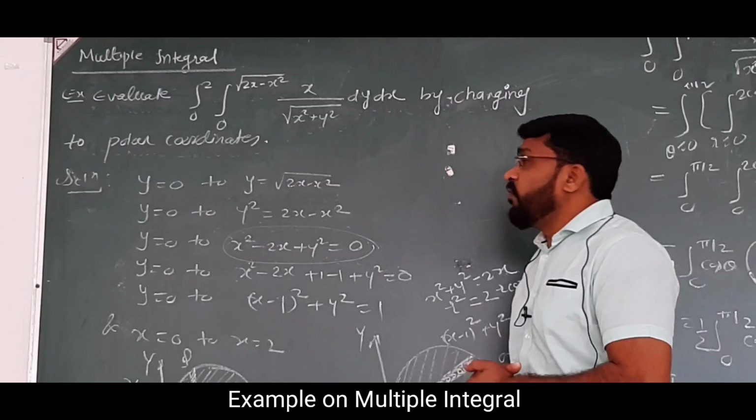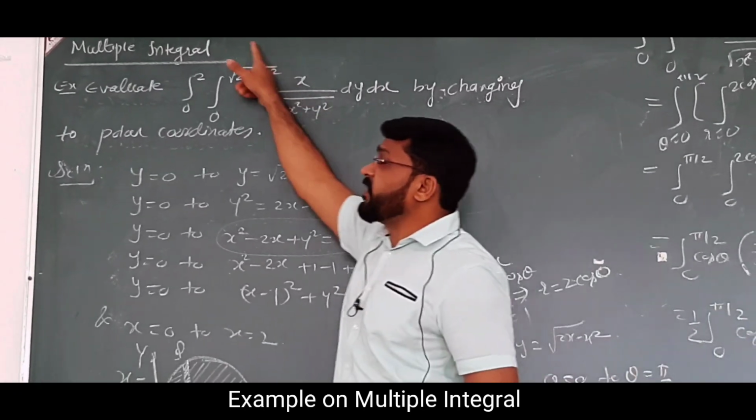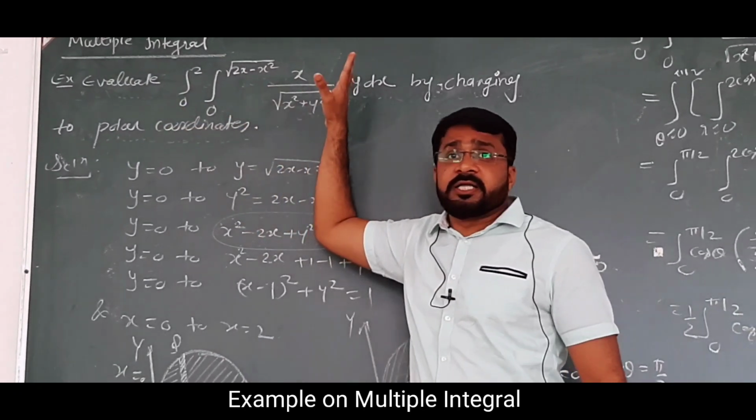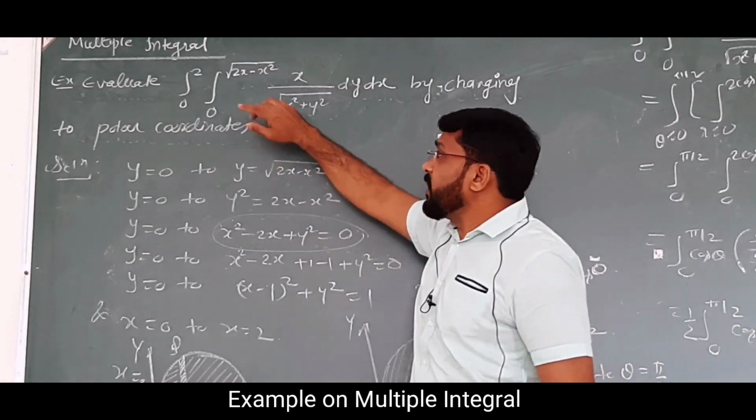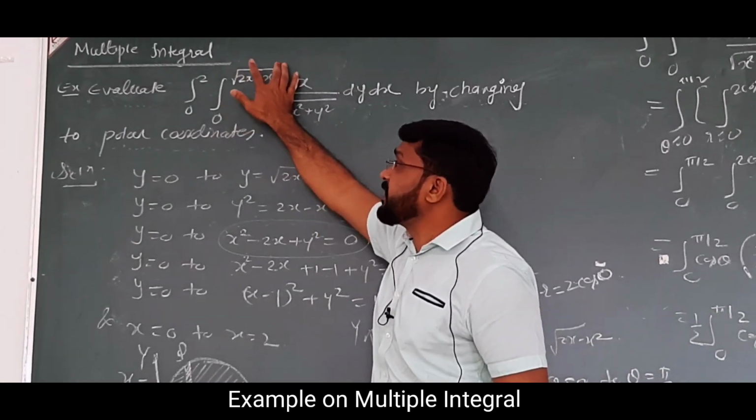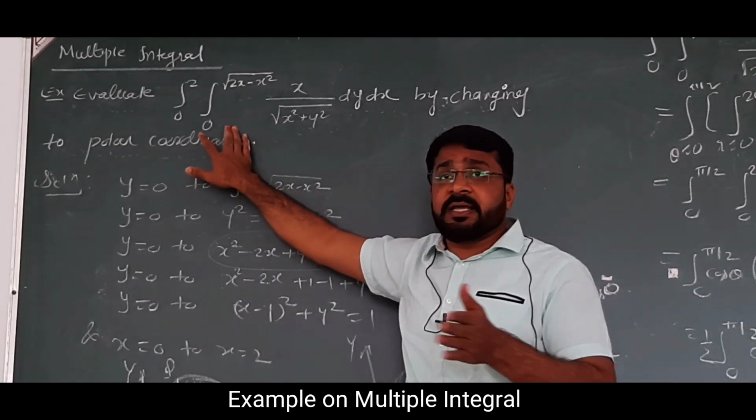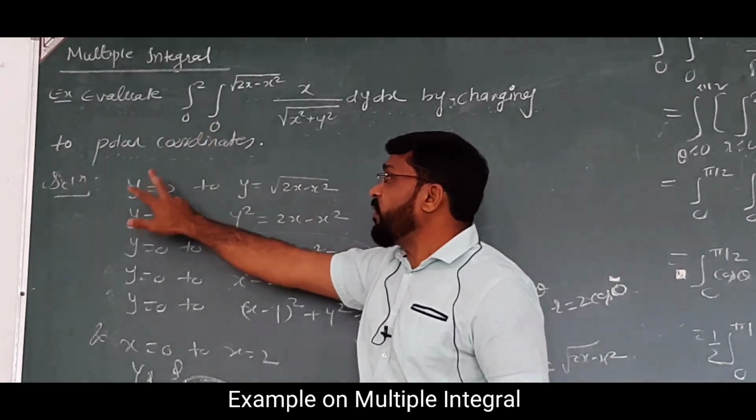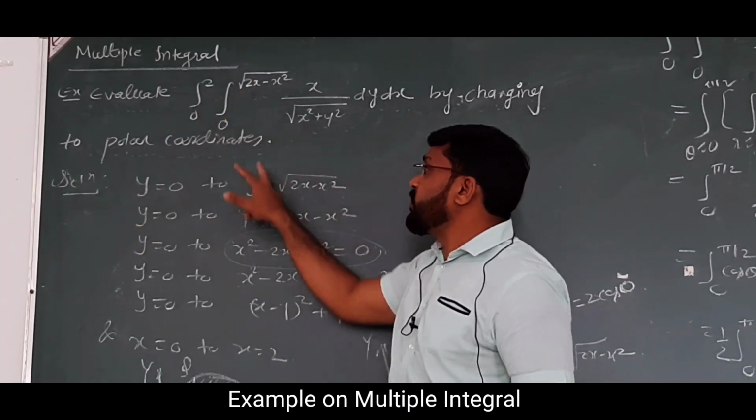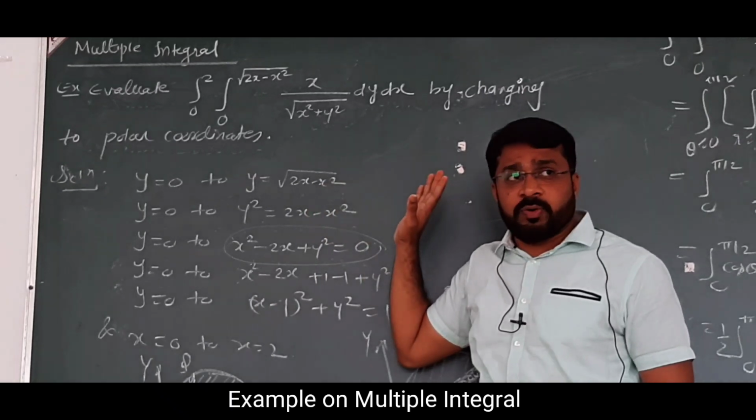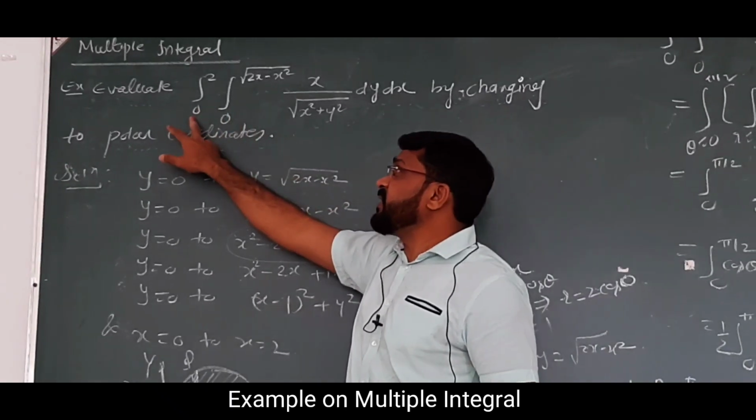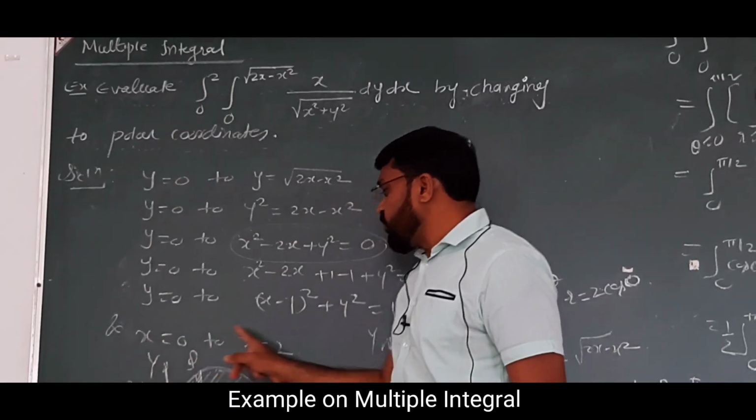Now first of all, by using these limits of integration we draw the region of integration. We start with these limits, which are the limits of y: y equals 0 to y equals under root of 2x minus x square. And these are the limits of x, that is x equals 0 to x equals 2.